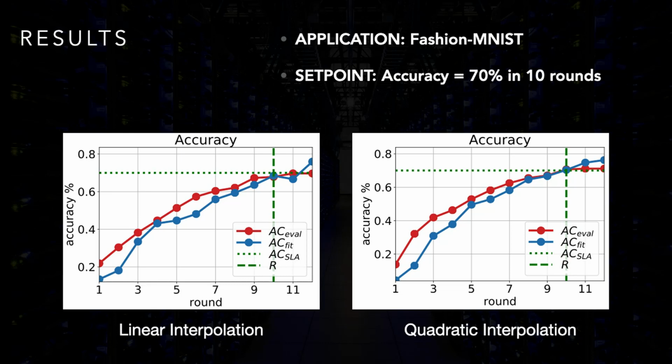So as we can see, in both cases, we get very close to the target accuracy, 70%, at round 10, but with quadratic interpolation, we reach exactly 70% at round 10, while with linear interpolation, we are a bit below the target, and this is because the accuracy is naturally not linear, and therefore the quadratic heuristic works better because it can approximate better the natural trend of the accuracy.